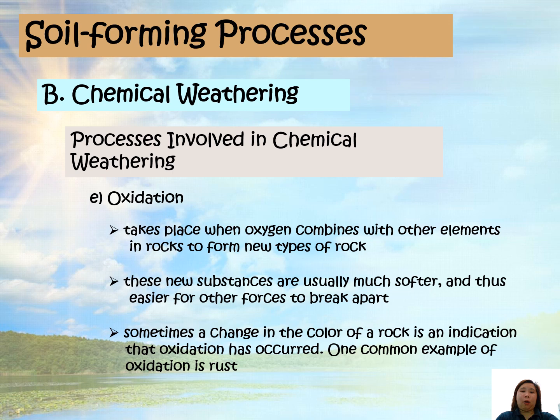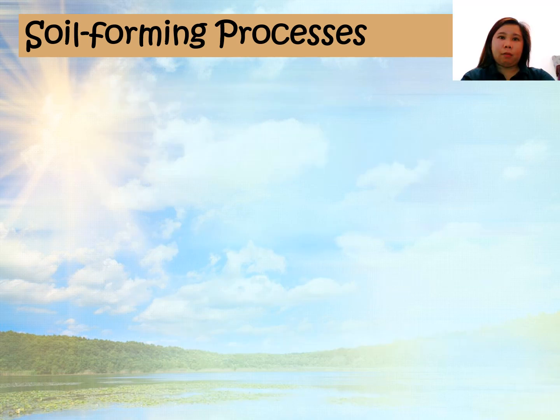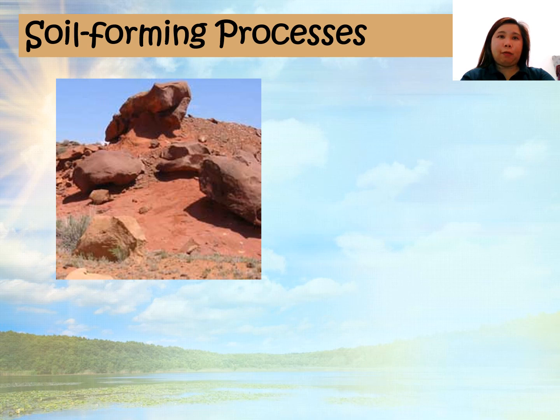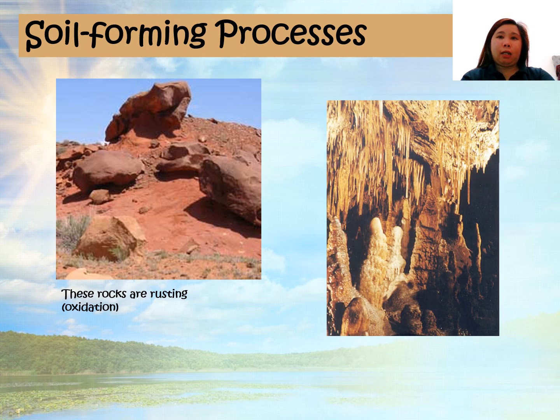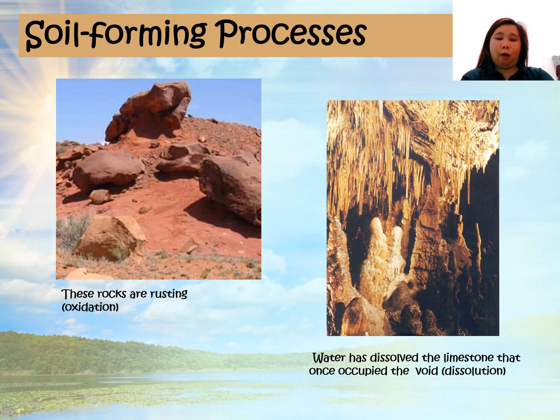One common example is the oxidation process of iron. When iron is oxidized, it will form rust or iron oxide, which crumbles easily. So these are examples of rocks that are rusting or have undergone the oxidation process. And this one is an example of dissolution, where water has dissolved the limestone that once occupied the voids.